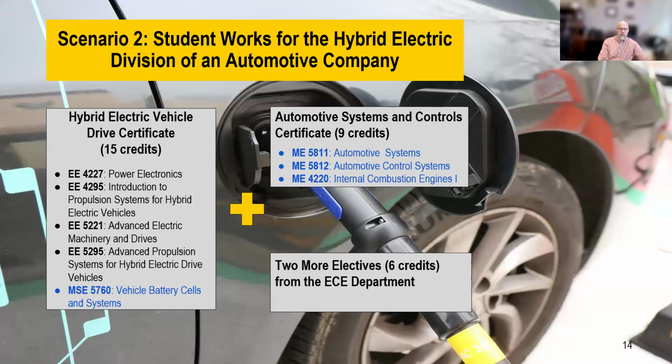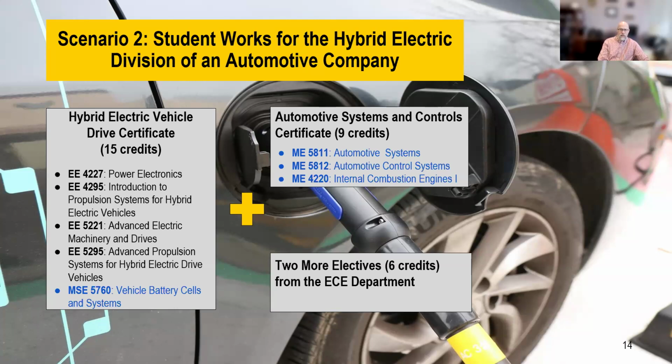The next slide. So this is a scenario like if you're interested more on the automotive system side, working for an automotive company or OEM or supplier. So we have another 15 credit certificate that is in hybrid electric vehicles. So this is an example that would give you 15 credits. And then we also have a 9 credit certificate that is automotive systems and controls, which leaves then about 6 credits of free electives that you can think about, 2 more courses that you'd have to take.